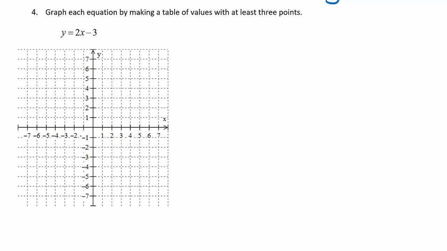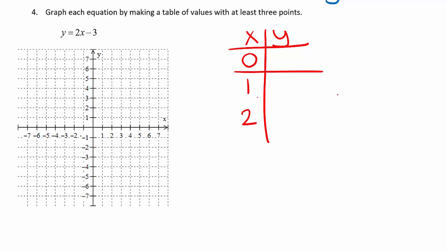So in part 4, we're given an equation, we're not given any numbers, and we are asked to graph this equation. It should be a line by making a table of values. So what you can do is you can pick any numbers you want. I usually start with picking 0, 1, and 2 for x, but you can pick any numbers you want. And then I'm going to plug those into my equation to find the equivalent y values.